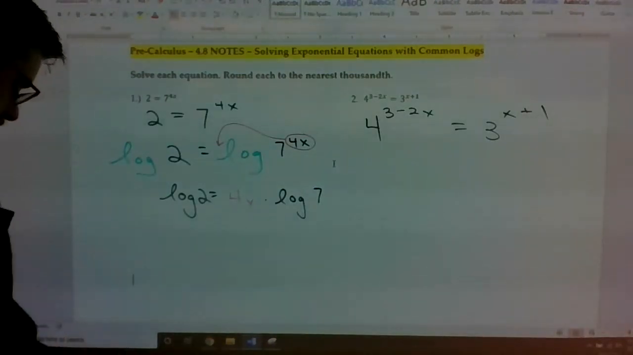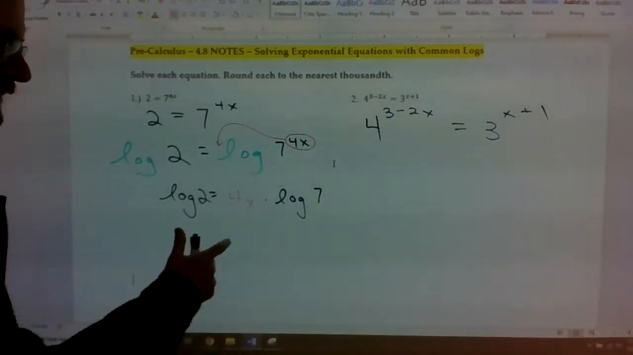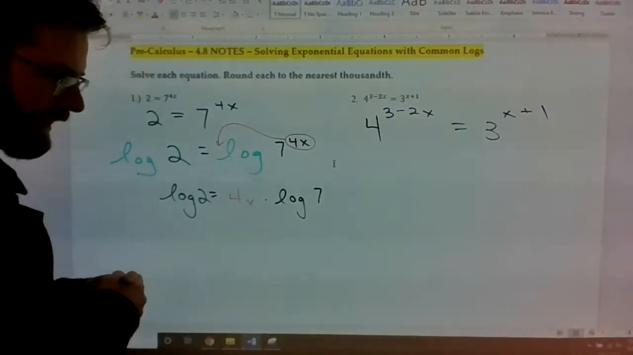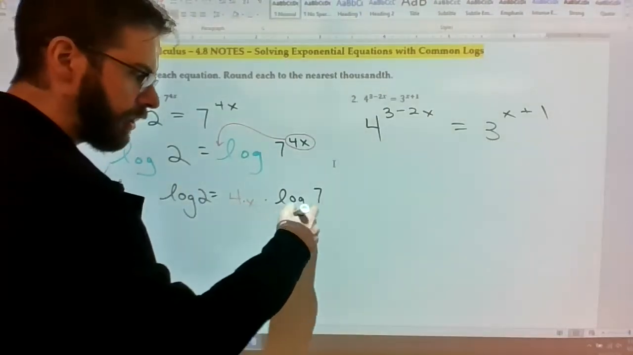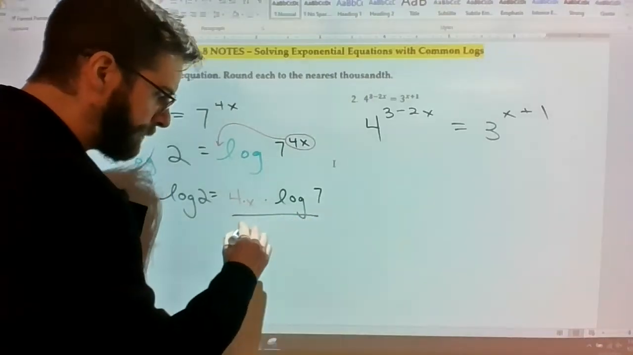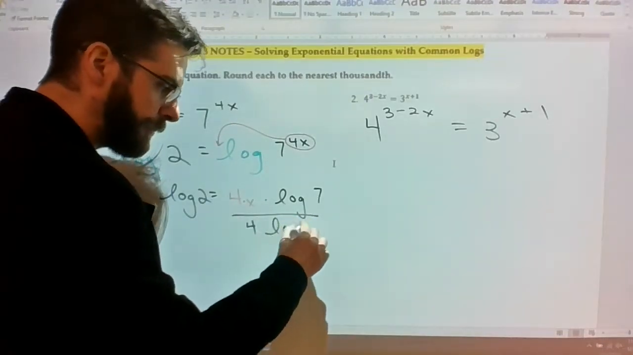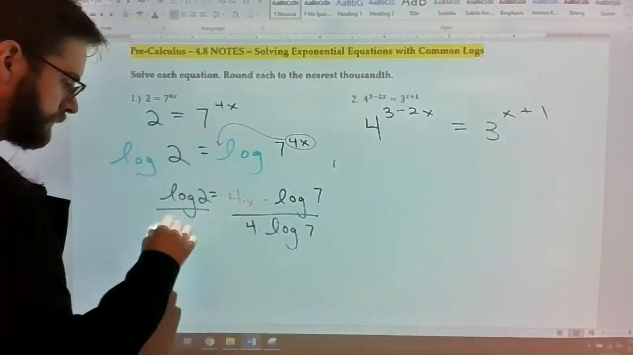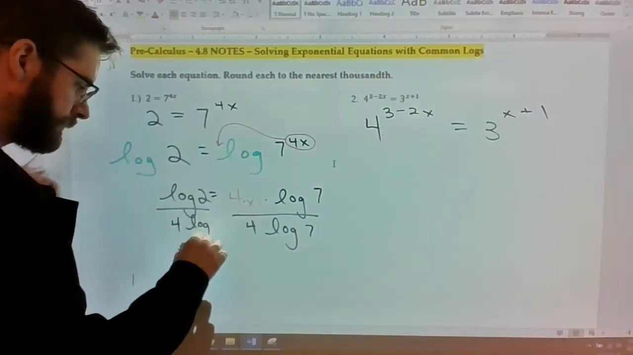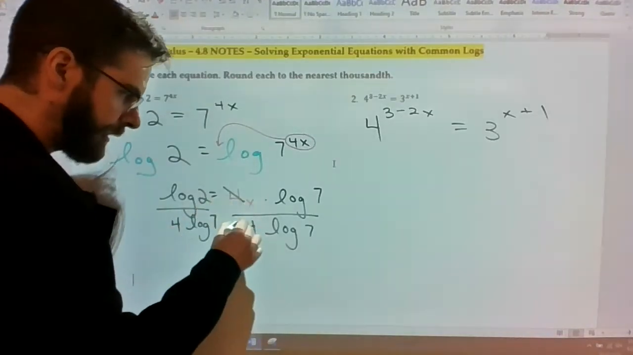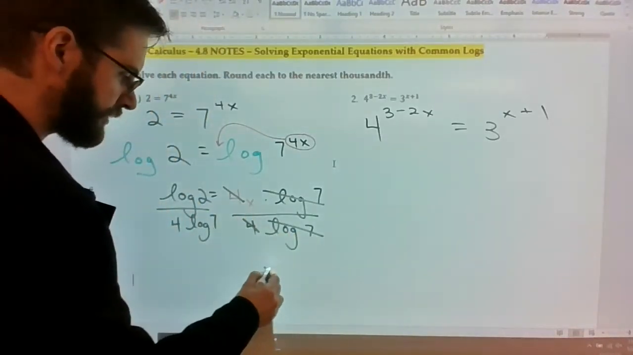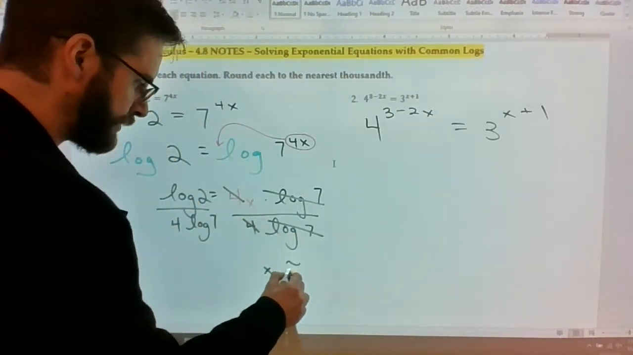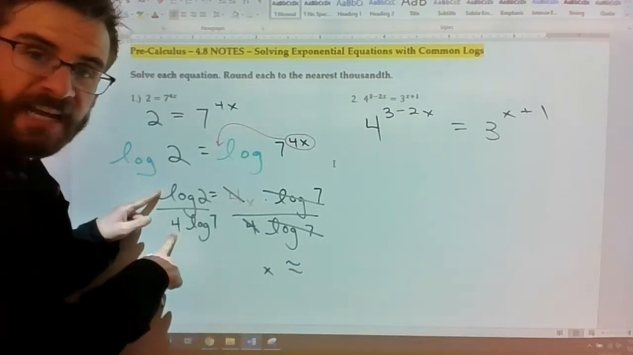Furthermore, since all of these parts are being multiplied by x, 4 times x times log 7, I can divide by 4 log 7 on both sides to get x by itself. 4 divided by 4 is 1. Log 7 divided by log 7 is 1. So your answer is x is equal to approximately whatever decimal this comes out to be.